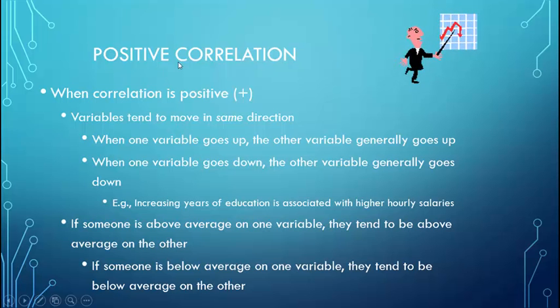So we'll start with a positive correlation. When your correlation is positive, and it doesn't matter, again, what the number is, as long as it's a positive number, what we mean is that the variables tend to move in the same direction. Meaning when one variable goes up, the other variable typically goes up. When one variable goes down, the other variable typically goes down. If someone is above average on one variable, in a positive correlation, it means that they tend to be above average on the other variable as well. And if someone is below average on one of the variables, they tend to be below average on the other as well.